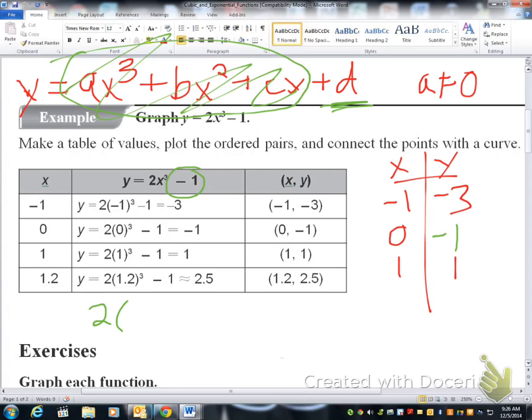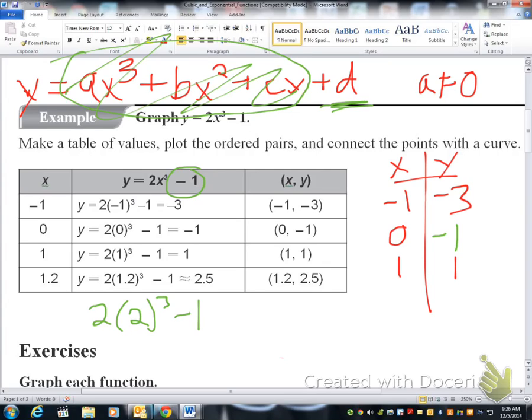If I plug in 2, I get 2 times 2 cubed minus 1. Well, what's 2 cubed? 8. And that times 2 is? 16. Minus 1 is? So the reason they use a very small number is because when you square something, it gets bigger. But when you cube it, it gets a lot bigger, a lot faster.